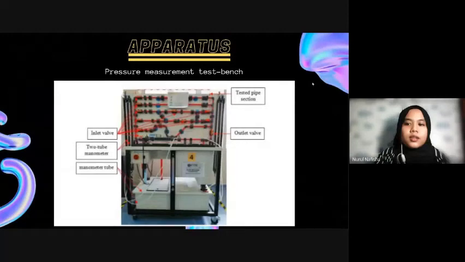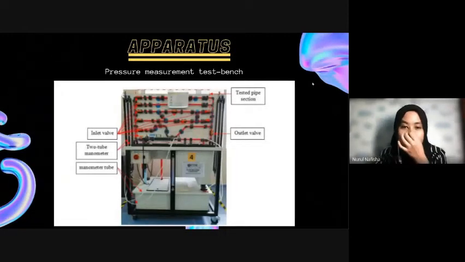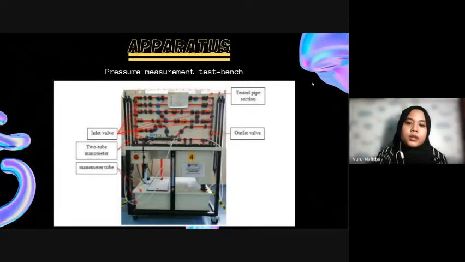So this is the apparatus used in carrying out this experiment. The apparatus used is a pressure measurement test bench, which consists of an inlet valve, two tube manometer tubes, the tested pipe section, and also an outlet valve. So I will pass to Vedan to continue our presentation.